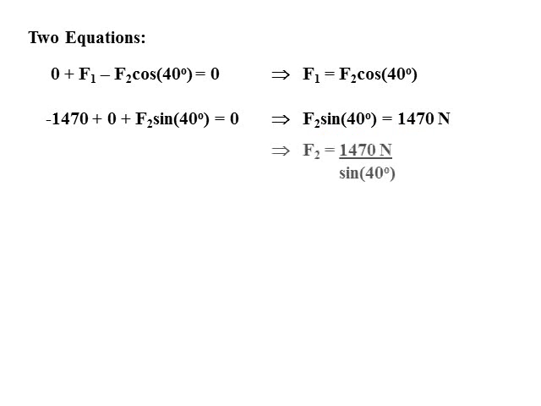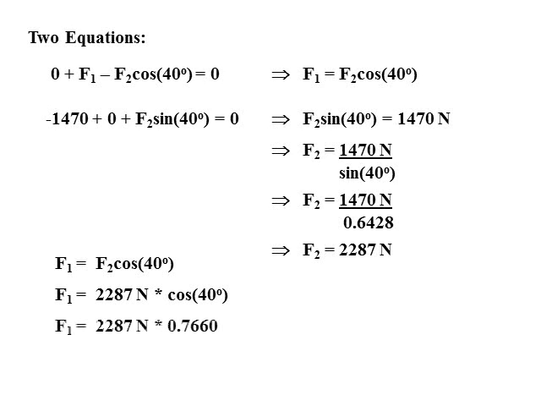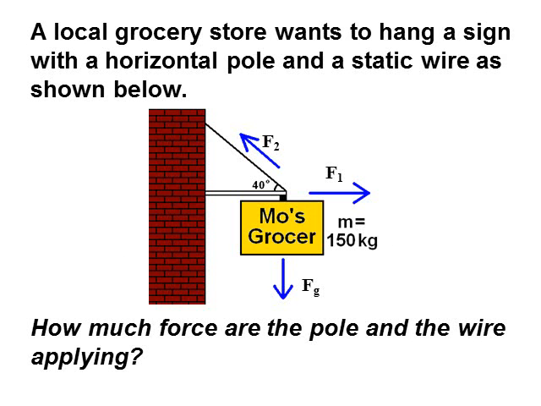Now, to solve for force 2, we're going to go ahead and divide both sides by sine of 40. Sine of 40 equals 0.6428. So 1470 divided by that is going to give us a force 2 of 2287. Now we're going to take that force 2 and plug it into this equation right here in order to find force 1. We find that force 1 is going to be equal to force 2 cosine of 40. That's 2287 times cosine of 40. Cosine of 40 is 0.7660. We solve that and we get force 1 is going to be 1752 newtons.